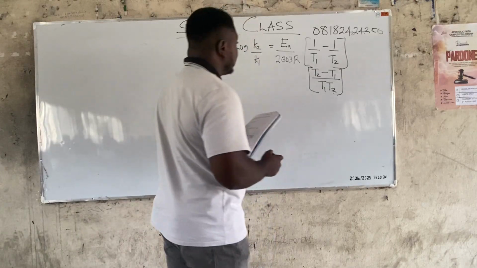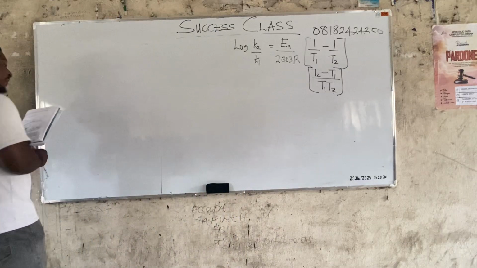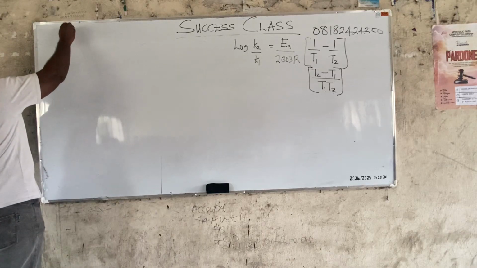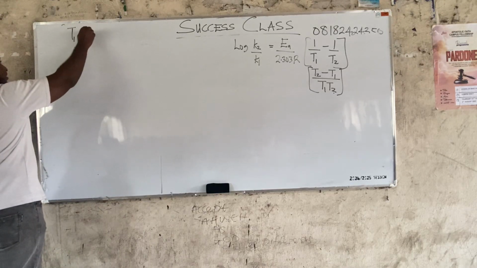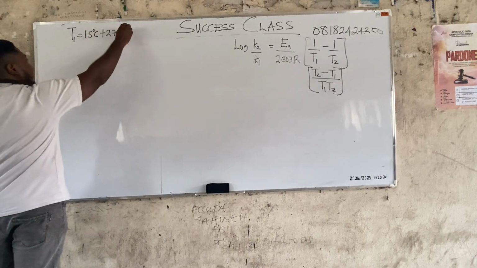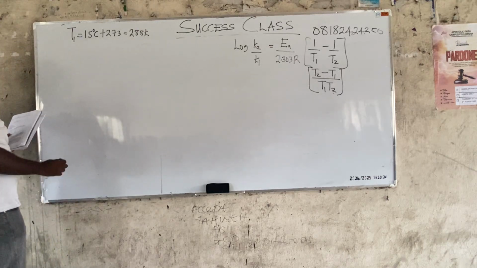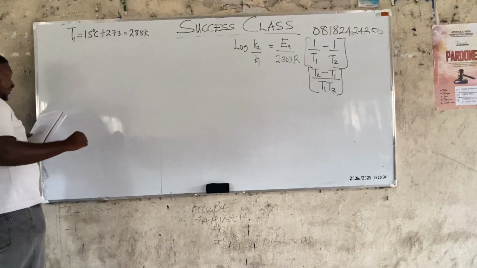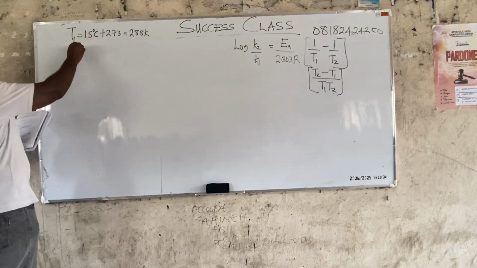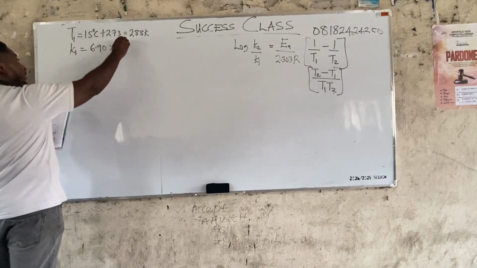Class, let us look at this question critically. The rate constant for the first order decomposition of N2O5 at 15 degrees Celsius, T1. How do you change 15 degrees Celsius to Kelvin? What do you have? 288, right? So K1 is 6.90 multiplied by 10 raised to the power minus 2 per minute.